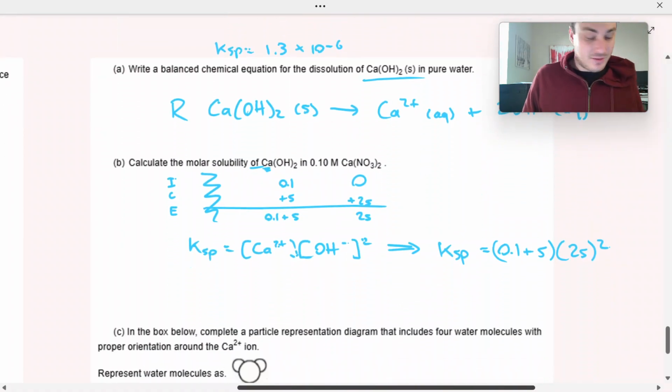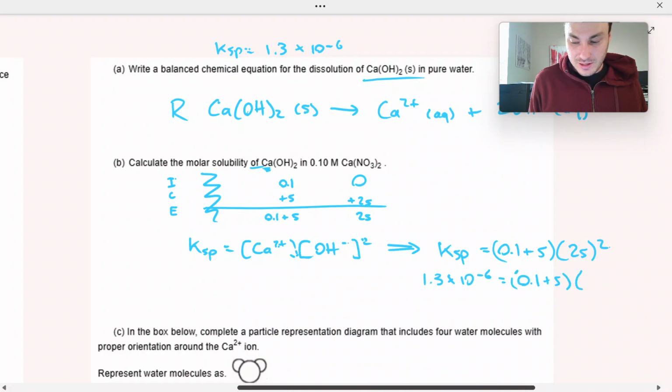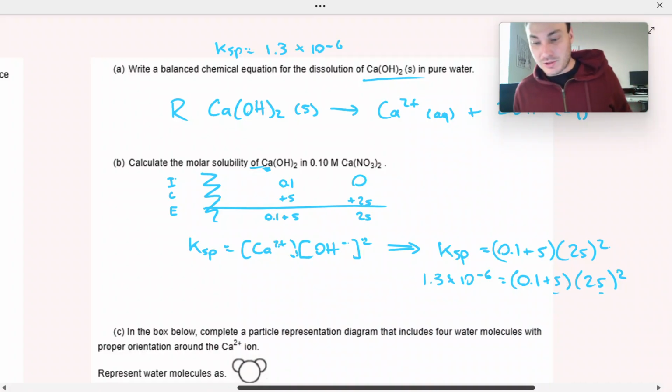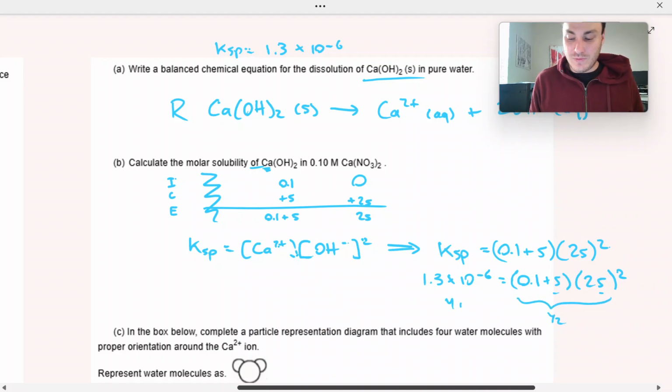1.3 times 10 to the negative 6, so now we can go back and calculate that. So 1.3 times 10 to the negative 6 equals 0.1 plus S, and then 2S squared. All right, so once again, we reached a point where we can plug this into our graphing calculators to solve for S for us. If we make this y1, if we make this y2, and then solve for the intercept.